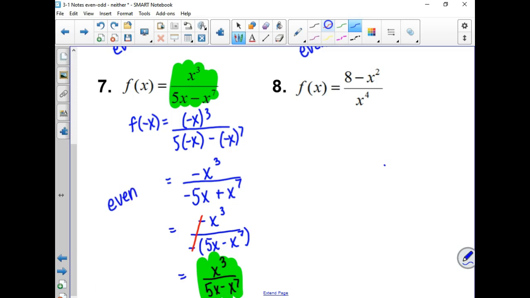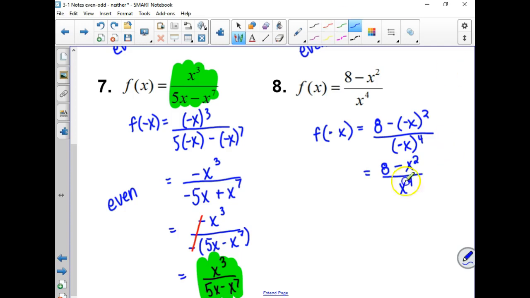Okay. Our last example on this page here, we have 8 minus x squared over x to the 4th. So we will have 8 minus negative x squared over negative x to the 4th. So we will be given 8 minus x squared over x to the 4th. So we see that what we started with matches what we ended with. So this one is even.